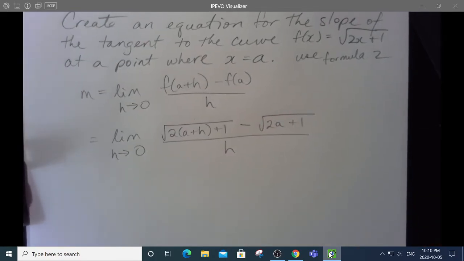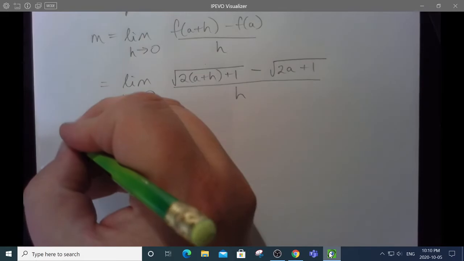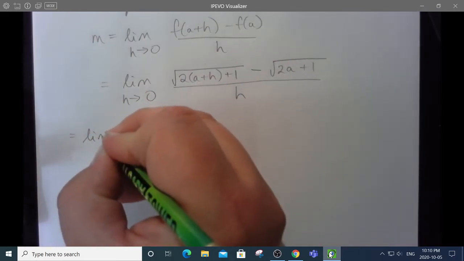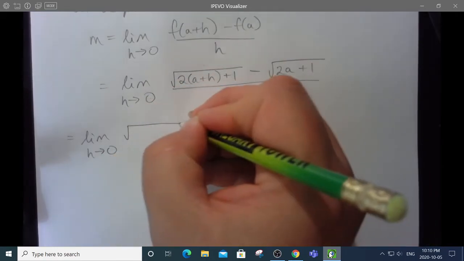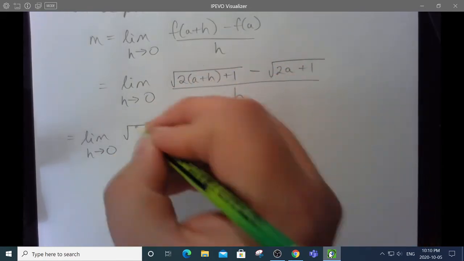Now, that looks kind of nasty, but we can simplify it a bit. Let me move over so I can do more than one on a line here. So that's going to be the square root of 2a plus 2h plus 1.